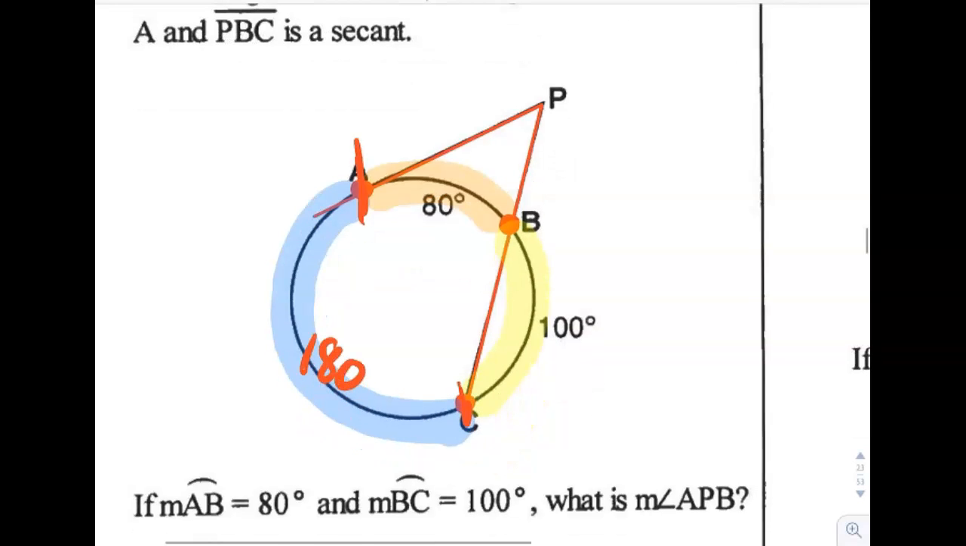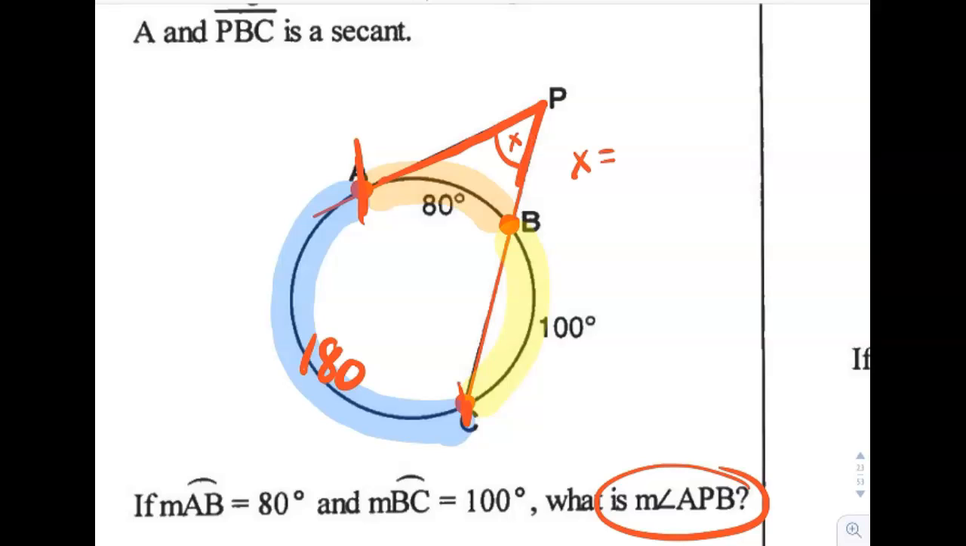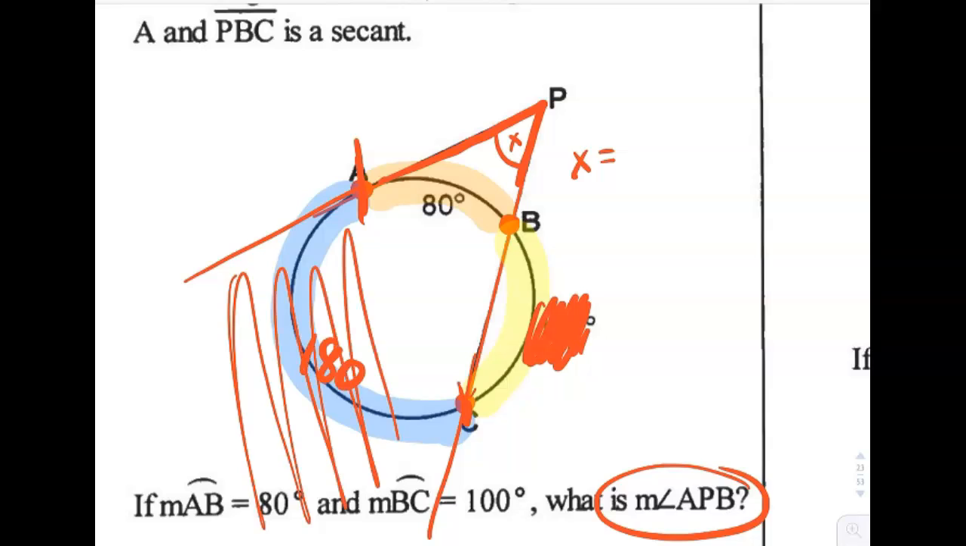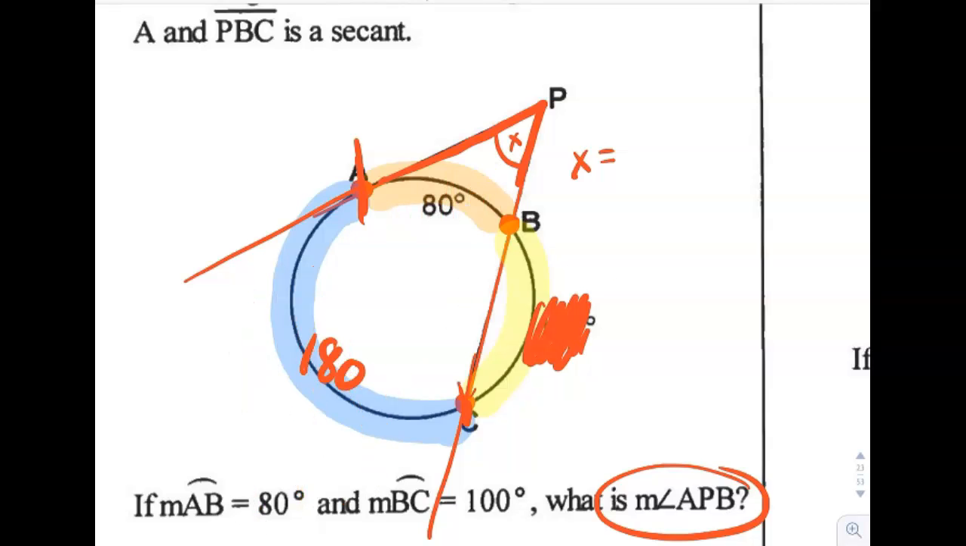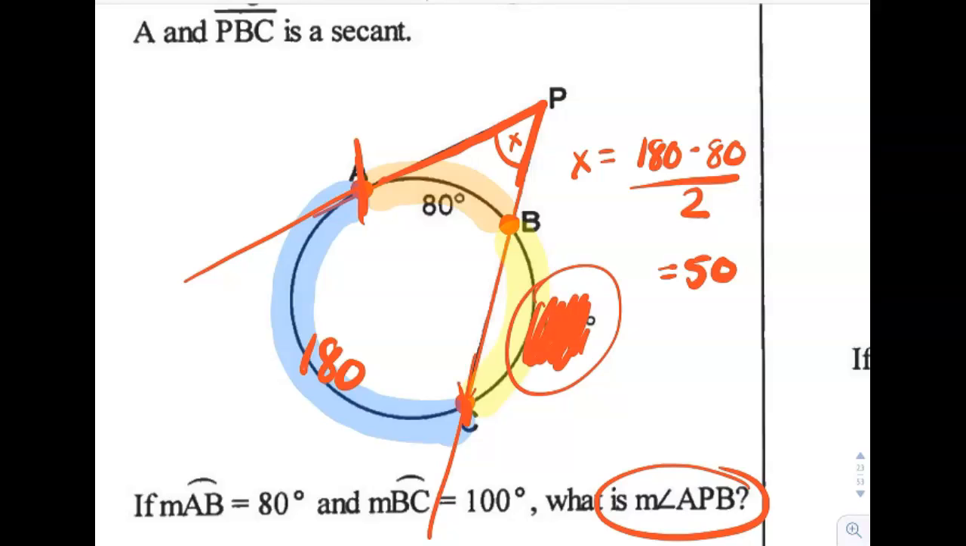So it wants to find angle APB, which is from A to P to B, which is right here. Right? So the angle is, and you don't need this anymore, because these are the 2 arcs that are involved. This is not in this cone-shaped thing here, because we only look inside here. So this doesn't need to be there now. 180 minus 80 divided by 2. 180 minus 80 is 100. Divided by 2 is 50.